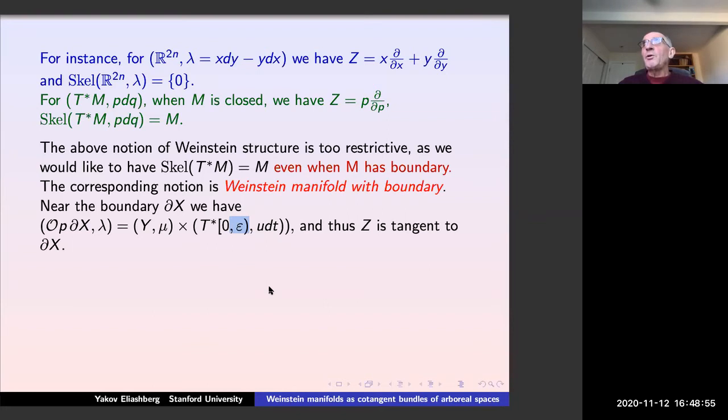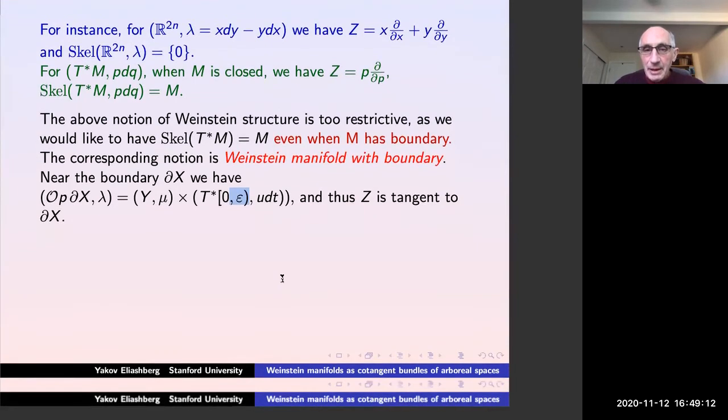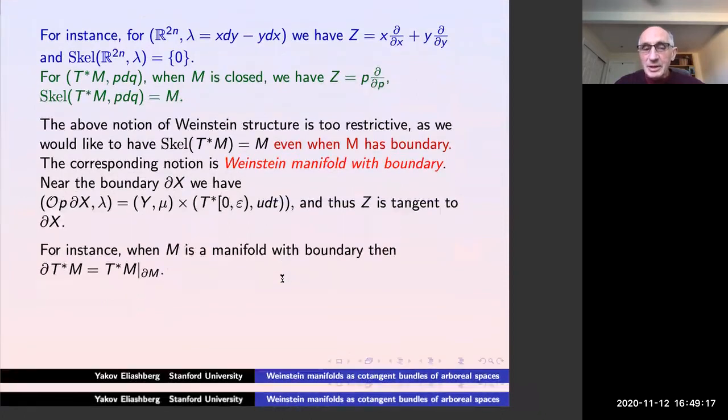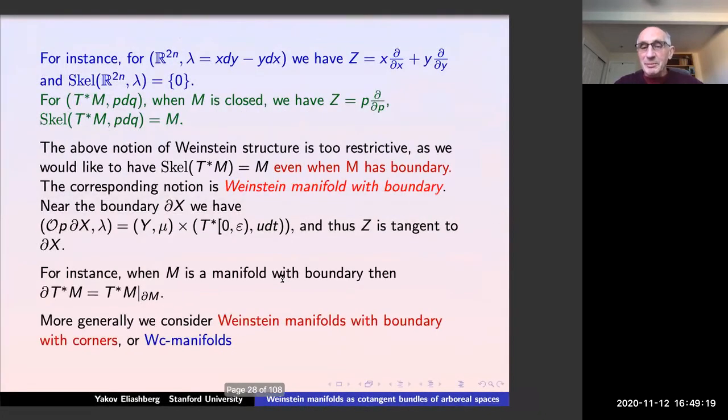There are many similar notions, called stops and so on, and many other versions of this notion, but I found it convenient to think this way. For what follows, I would also like to consider not only manifolds with boundary, but also manifolds with boundary and corners. I will talk about these WC manifolds, and you'll soon see more precisely what they are.